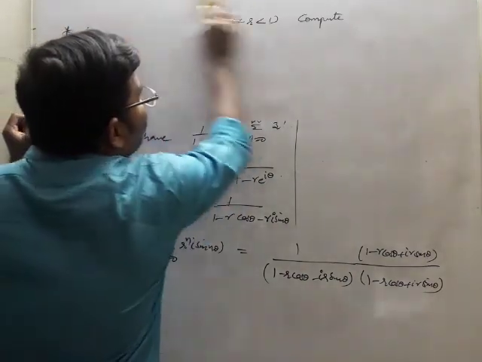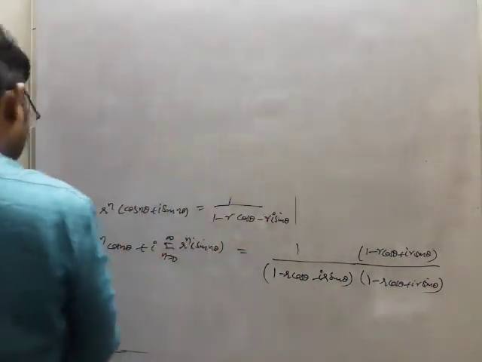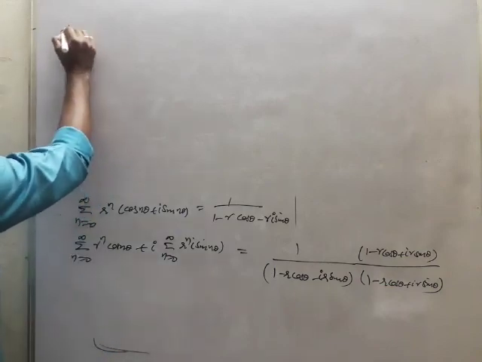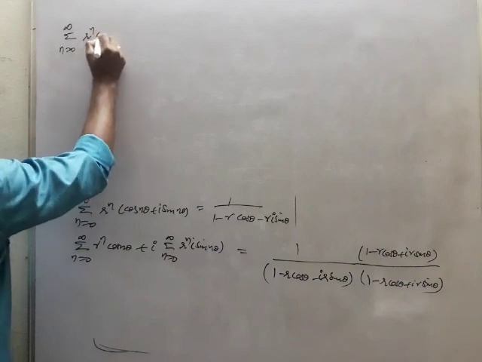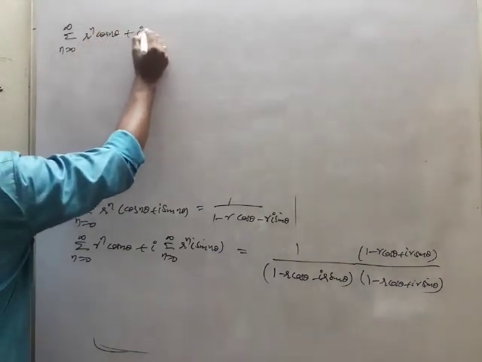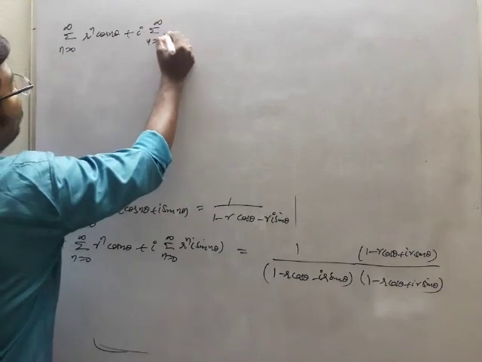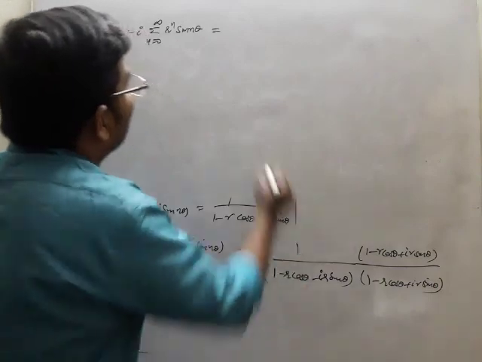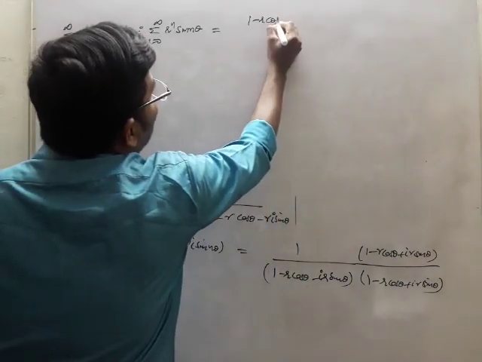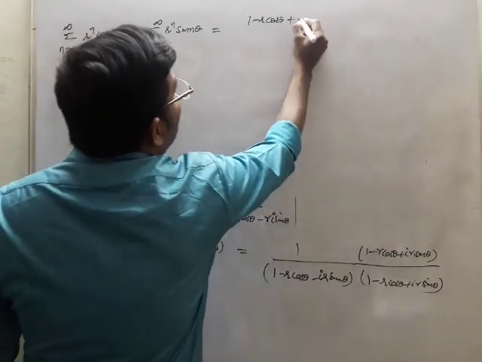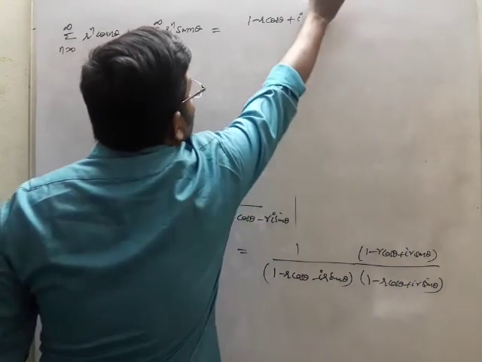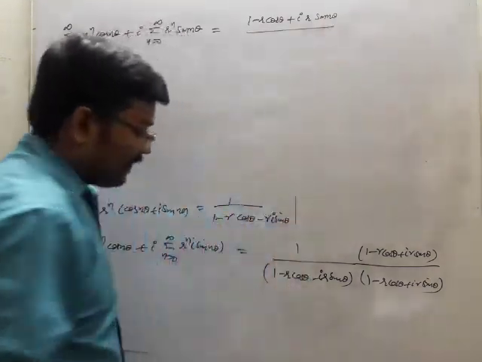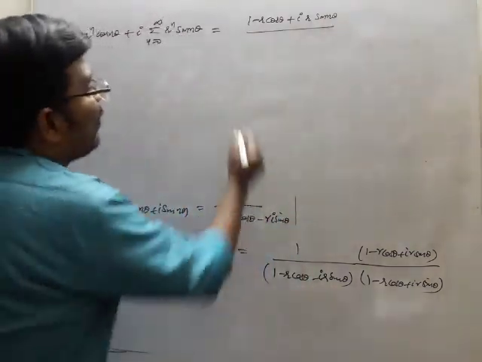Now if I simplify it, the left side is as it is: the summation n equal to 0 to infinity of r^n cos nθ plus i into the summation n equal to 0 to infinity of r^n sin nθ is equal to this. In the numerator I will get 1 − r cos θ plus i r sin θ, by the denominator, which is (a + b)(a − b), as you know already.